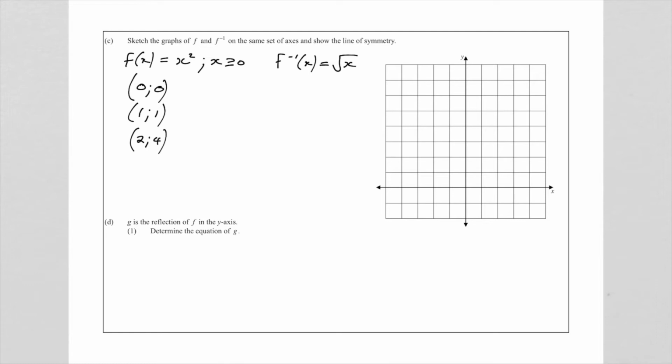But before we do so, let's just now find the coordinates of the inverse. And that is quite easy because we will just interchange them. The first two will stay the same, but the third one will become 4 and 2. So let's just now plot them and draw this. My first point I want to plot is the point 0, 0, right here. Then 1 and 1, and then 2 and 4.